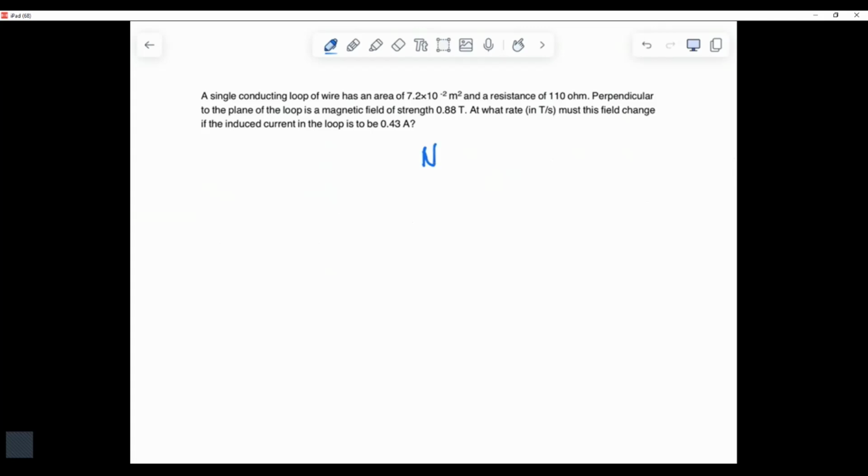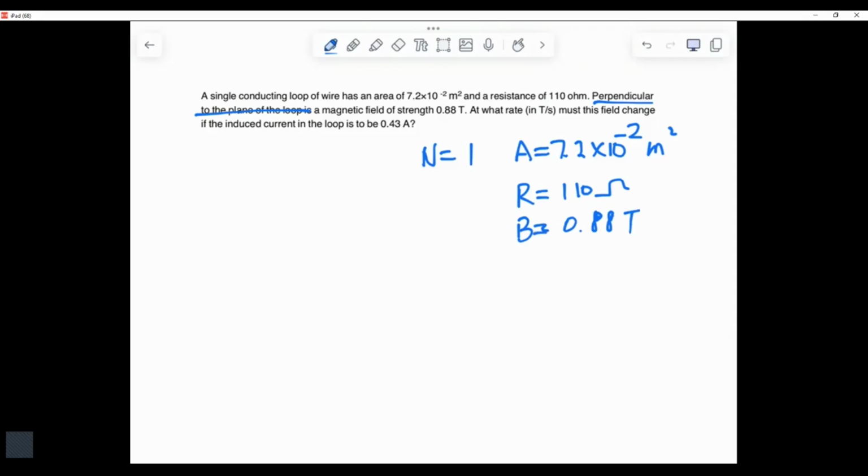That means my N is equal to 1, and it has the area of 7.2 times 10 to the minus 2 meter square, and it has resistance R, which is 110 ohms. It says perpendicular to the plane of the loop is a magnetic field, so the B field is given as 0.88 Tesla. So the B field is perpendicular to the loop, so that means the B field and the loop's normal are in the same direction.